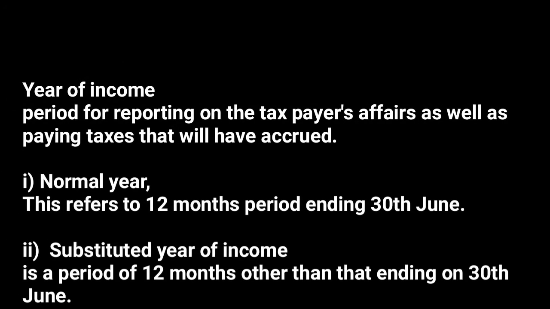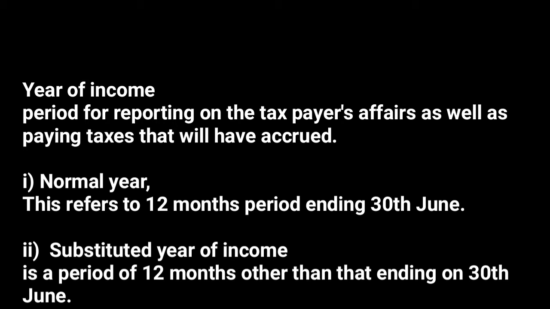Another key term we have is the year of income. Year of income refers to the period for reporting on the taxpayer's affairs as well as paying taxes that will have accrued. So that period that they take to report the taxpayer's affairs is what we call the year of income, and it's normally 12 months.